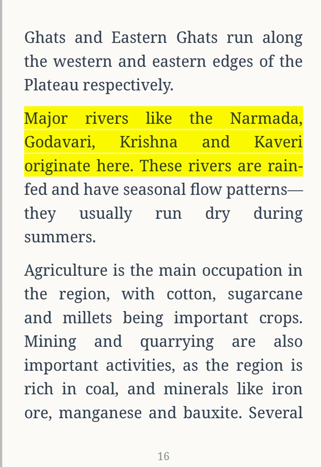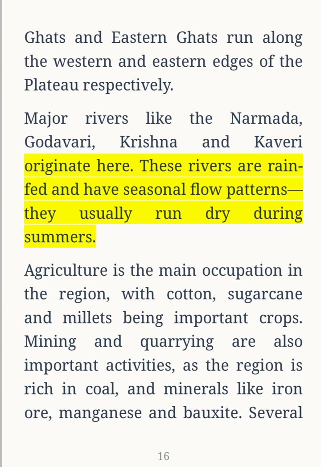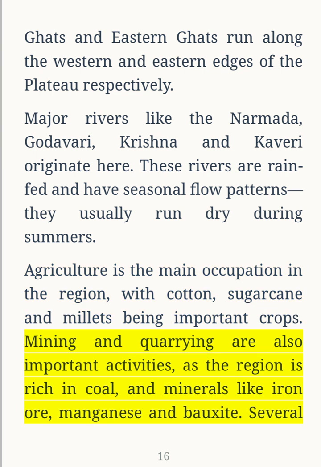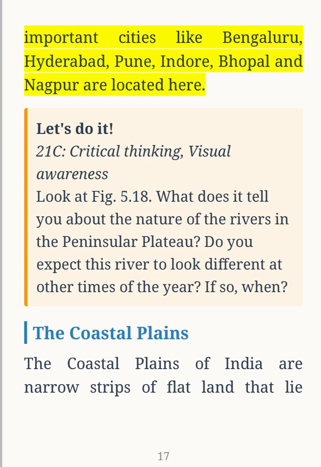Major rivers like the Narmada, Godavari, Krishna and Kaveri originate here. These rivers are rain-fed and have seasonal flow patterns. They usually run dry during summers. Agriculture is the main occupation in the region, with cotton, sugarcane and millets being important crops. Mining and quarrying are also important activities, as the region is rich in coal and minerals like iron ore, manganese and bauxite. Several important cities like Bengaluru, Hyderabad, Pune, Indore, Bhopal and Nagpur are located here.